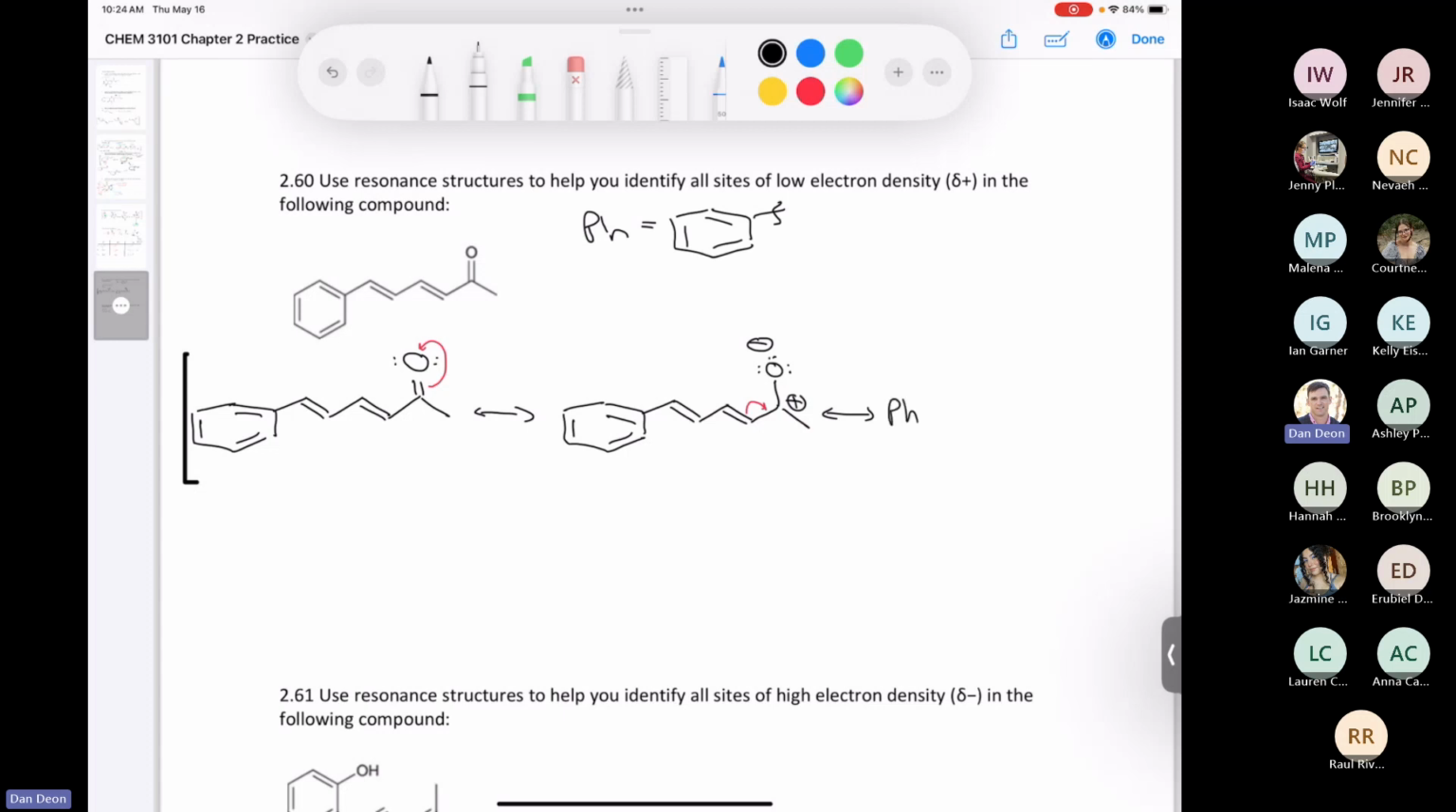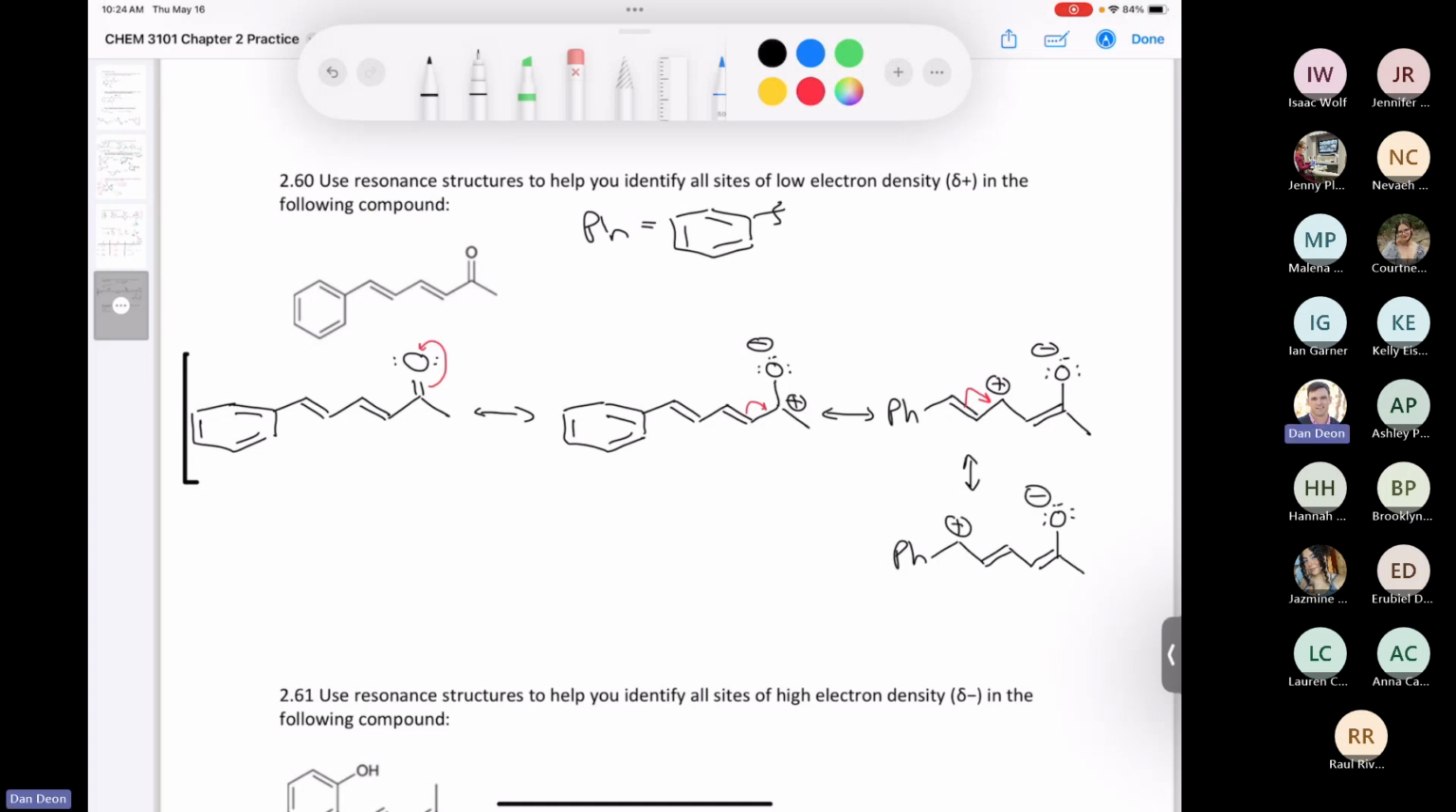So I'll put Ph, double bond. Now I've got a single bond here, and I've got a double bond here. And so now I've got the negative charge on my oxygen and the positive charge here. So now I see another pattern, right? I have another allylic carbocation. So I can draw another curved arrow like this and draw the next resonance form, which is going to look like this. And now I have the positive charge here.